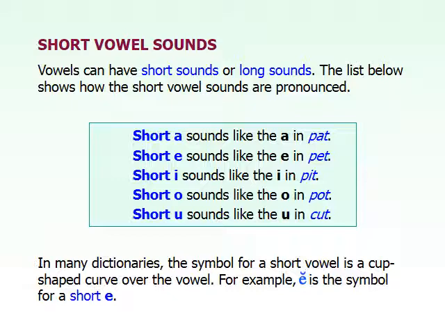So in many dictionaries, and this is one of the questions I ask you, the short vowel sound, the way that it is represented in the pronunciation guide, is by having a little cup on the top of it. So if you see down there at the bottom, you can see the E with a little cup over it, and that's the symbol for the short E.